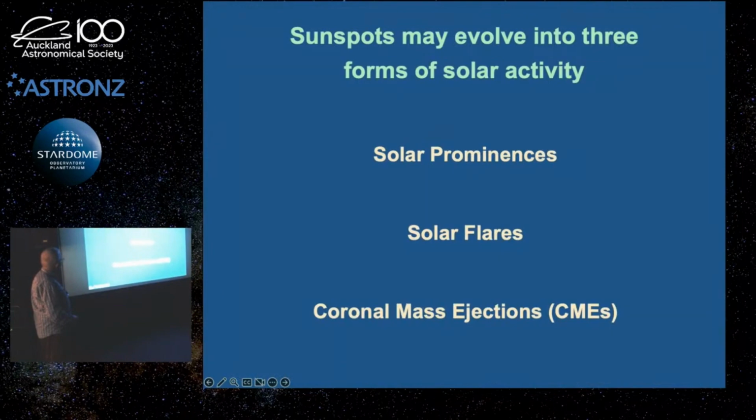Okay, so sunspots. You now know what sunspots are. You know what causes them: the magnetic field lines, with differential rotation, twisting and distorting them. They poke up, you get these concentrations, these sunspots, and I'm going to show you now how sunspots evolve into solar prominences, solar flares, and coronal mass ejections. And it's these latter two that are responsible for sending charged particles our way and causing our lovely aurora.